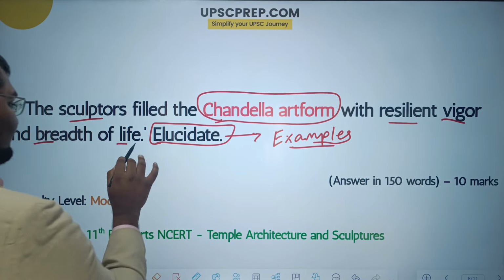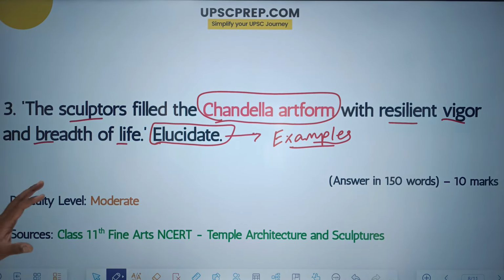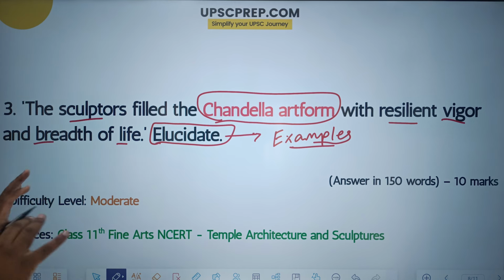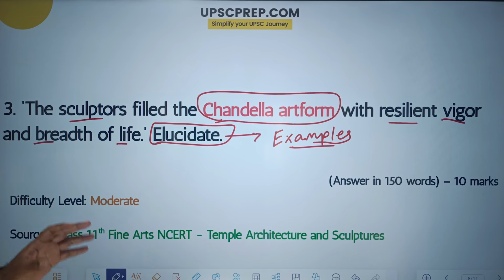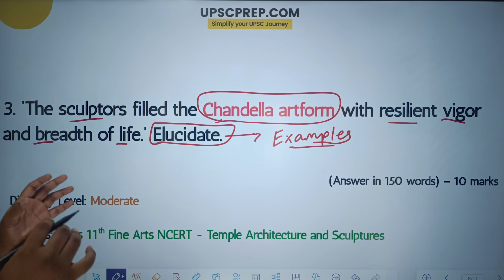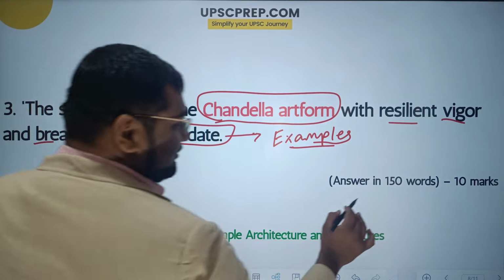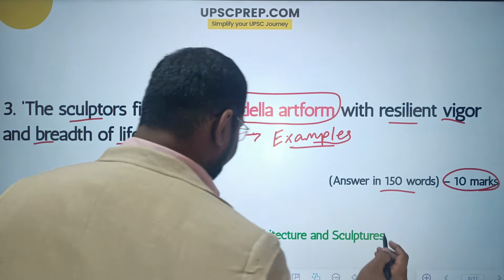Resilient vigor. So see, what the question is asking about is how the sculptures found in the Chandela period, whether it be the normal sculptures, the sculptures associated with the Chandela temples, or the sculptures which were built during the period of Chandelas, right? They had some unique character. What was the character, right? Elucidate with the help of an example. This is what is being asked. Again, it's a 150 word answer, 10 marker question, right?